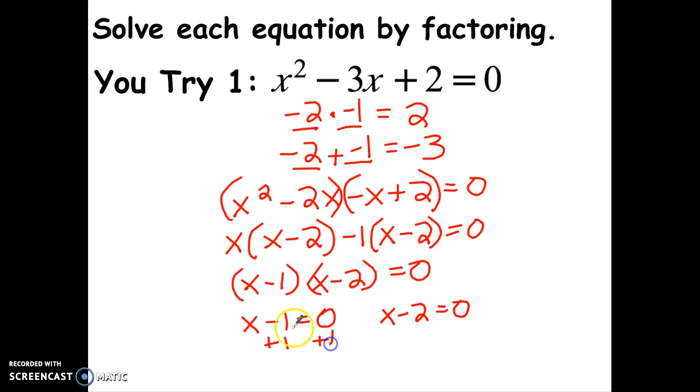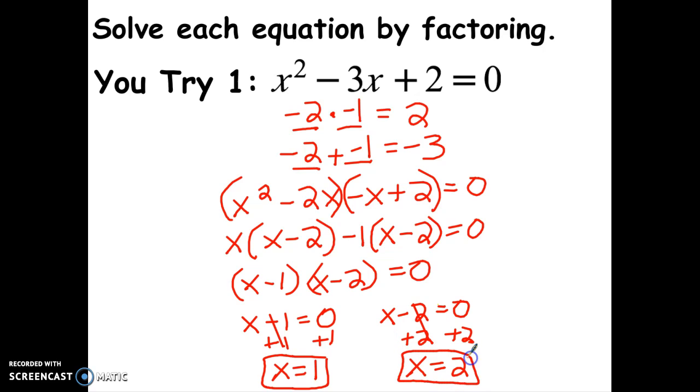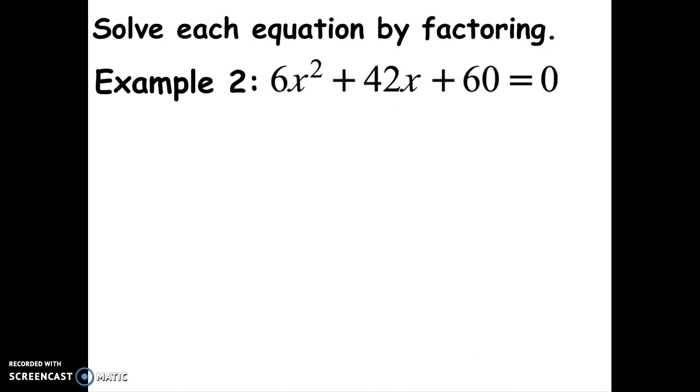When I solve it, I'm left with x equals 1 and x equals 2. All right, so hopefully you got those answers. All right, let's move on to example 2.